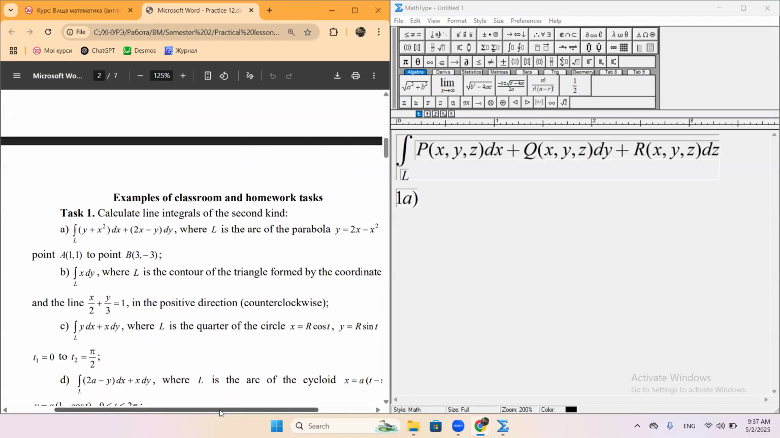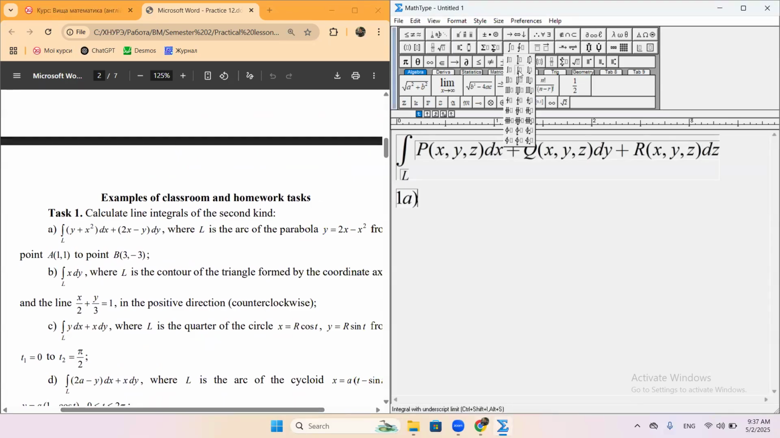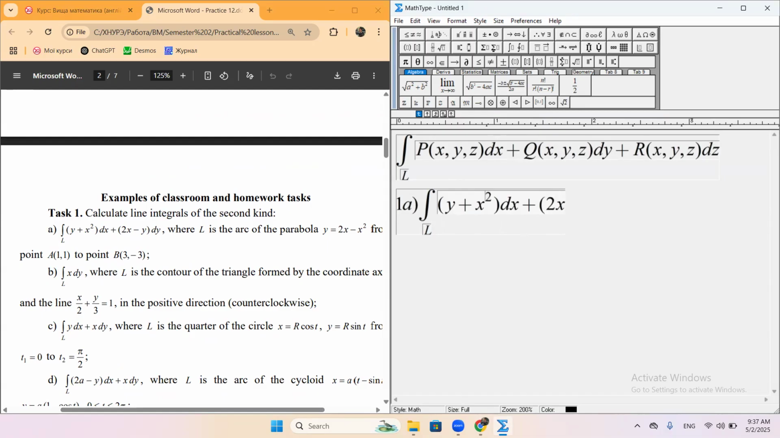We have the following integral: (y plus x squared) dx plus (2x minus y) dy. And we have the following not straight line, a parabola, y equals 2x minus x squared, from point A (1, 1) to point B (3, -3). So the following points.